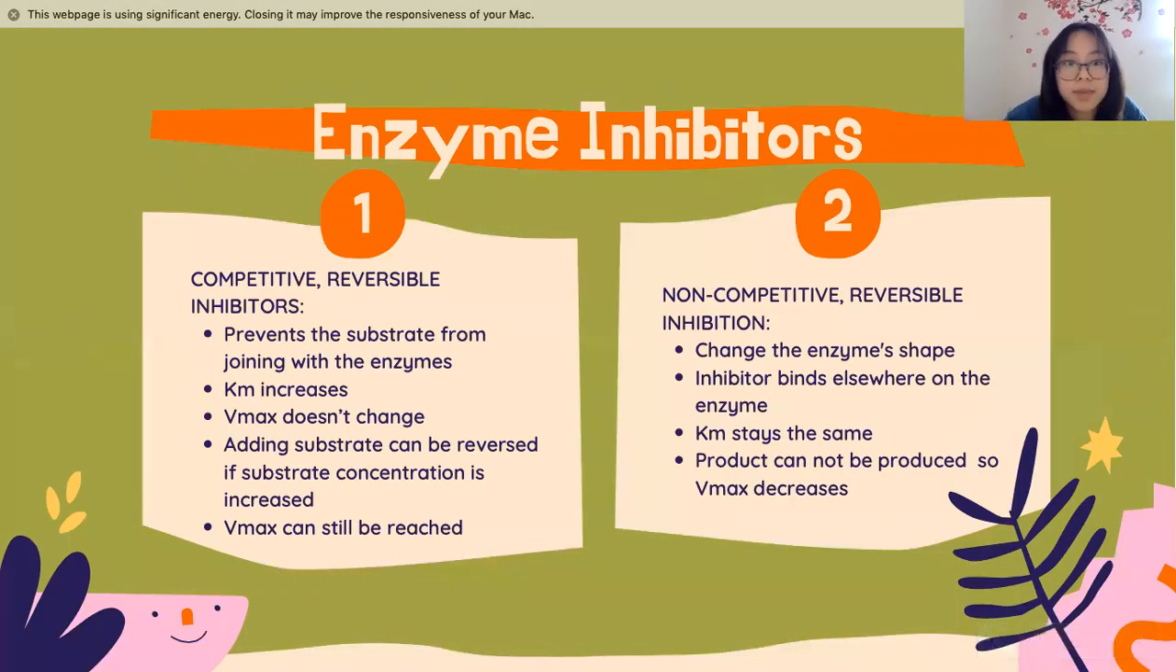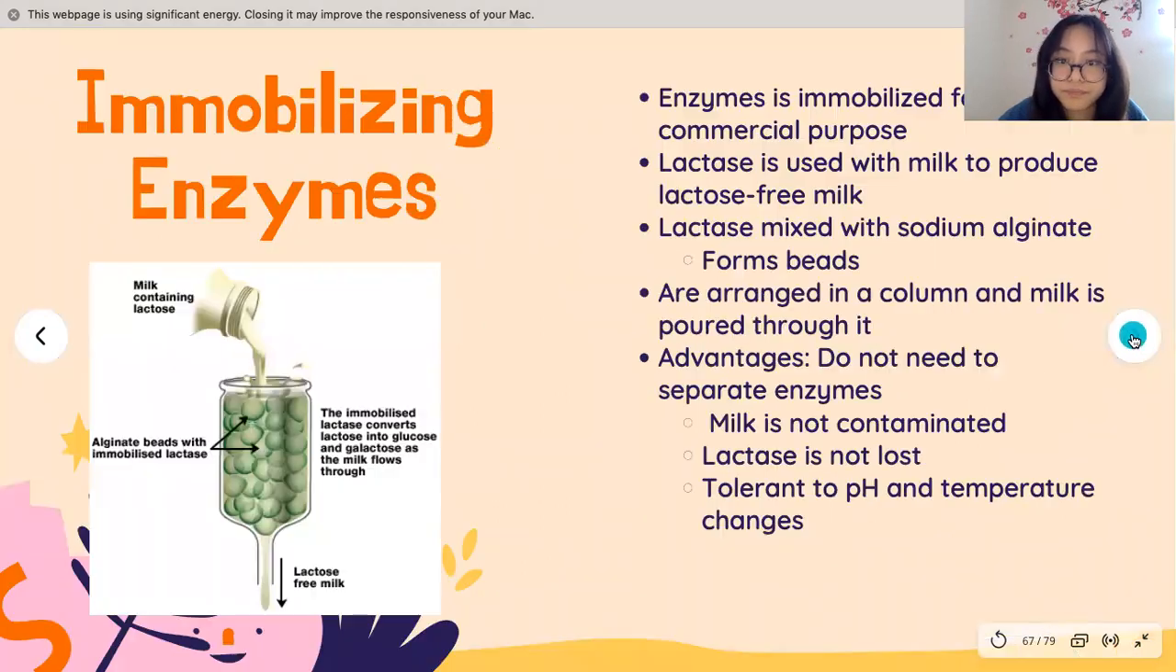So next up are enzyme inhibitors. Competitive reversible inhibitors basically prevent the substrate from joining the enzyme. The Km value increases, the Vmax doesn't change, but this can be reversed if the substrate concentration is increased. Non-competitive reversible inhibition changes the enzyme's shape, and because of this, no product can be produced anymore.